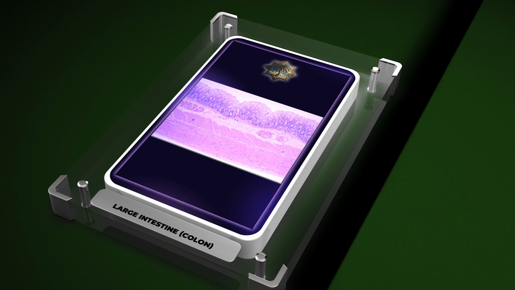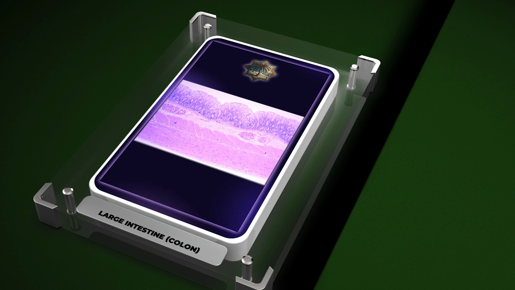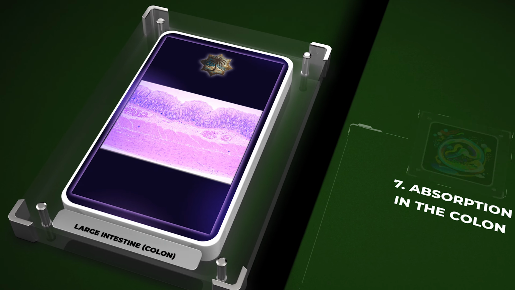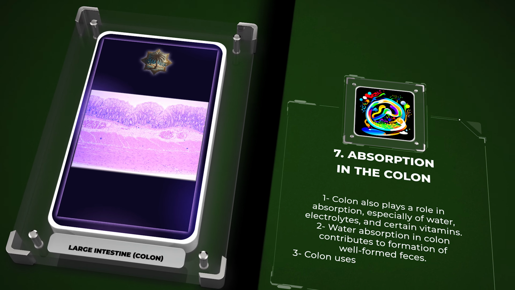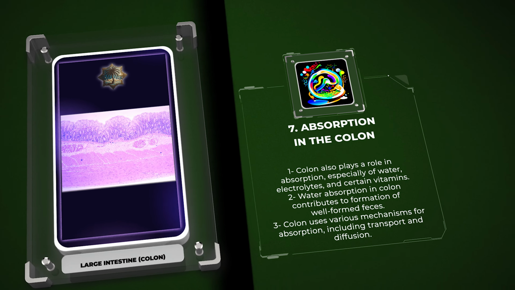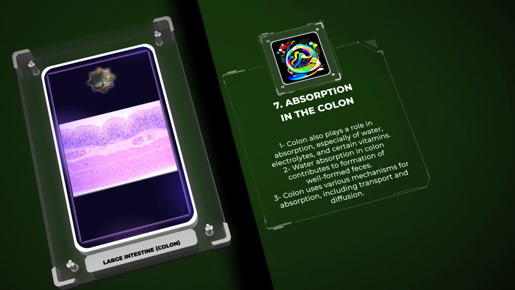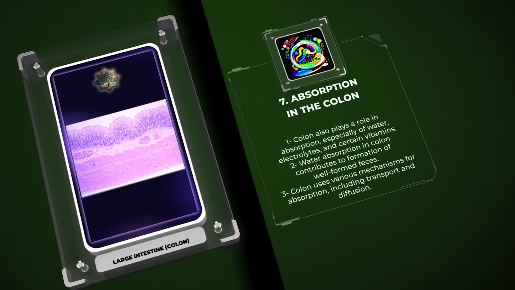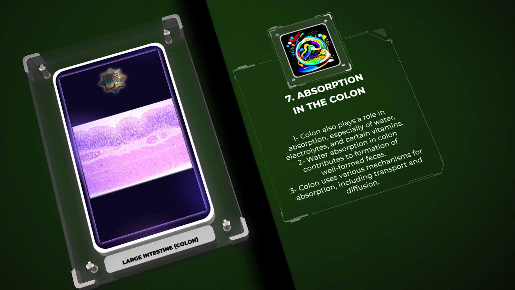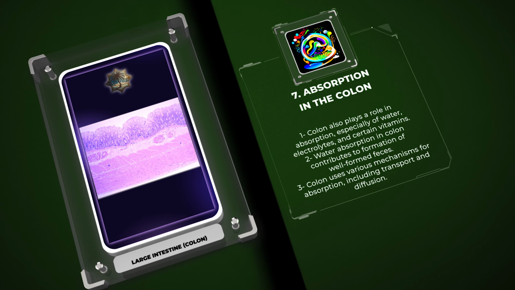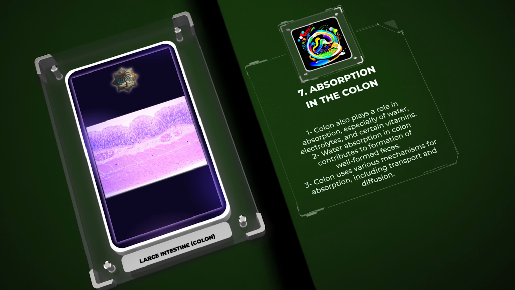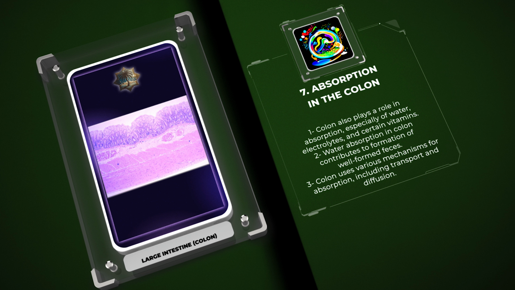colon. While the small intestine is primarily responsible for nutrient absorption, the colon also exhibits absorptive capabilities. The absorption of water, electrolytes, and certain vitamins, such as vitamin K and biotin, is facilitated by the large intestine. Water absorption is particularly significant in the colon, as it contributes to the formation of well-formed feces. The colon employs various mechanisms, including active transport, passive diffusion, and solvent drag, to accomplish the absorption process. The efficient absorption of water and electrolytes in the colon is crucial for maintaining fluid balance within the body.